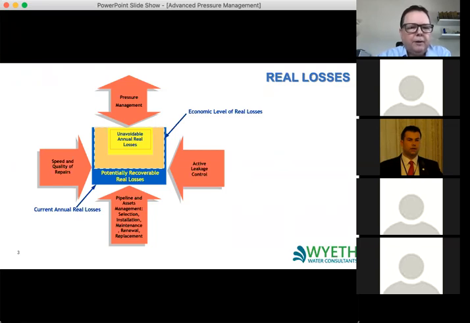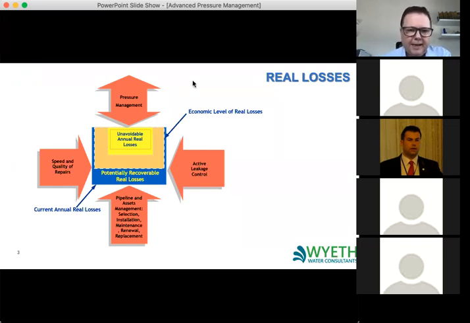Now, if we look at the boxes in the middle, you can see that there's a big blue box, which is the current annual real losses. So this is what your physical losses are at the moment. So people might say, I've got 10 liters per second in this DMA of leakage, or they may say 20% leakage levels or whatever, but that's your current level of leakage.